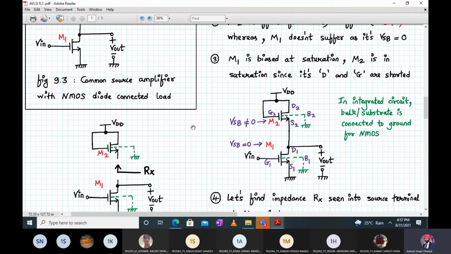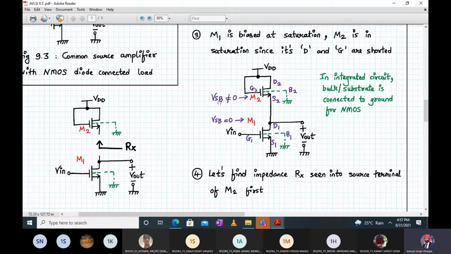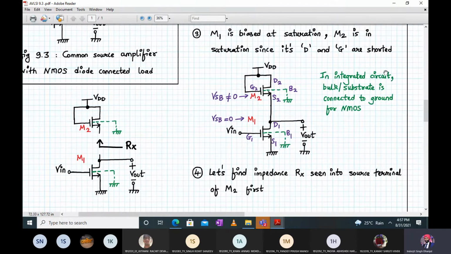Fine. So let's see in quite a bit of detail that in an integrated circuit, your bulk or your substrate terminal is connected to the ground for NMOS transistors. Okay. So here, your body 2 and source 2 are not at the same potential. Whereas for M1, your body 1 and source 1 are at the same potential, right? So for M2, VSB is not equal to 0. For M1, your VSB is equal to 0.